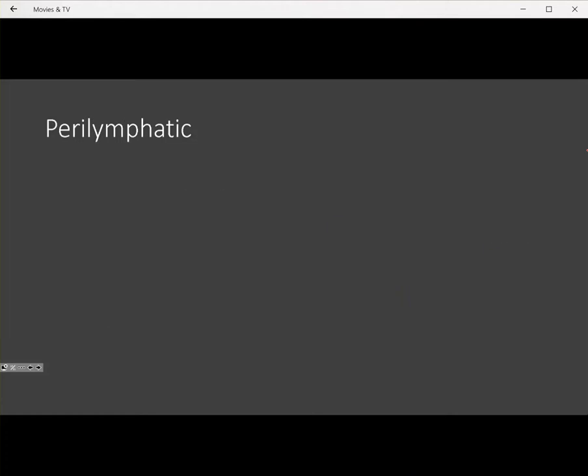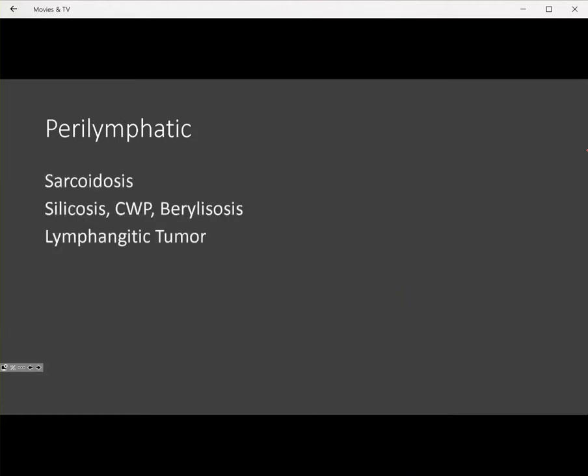Okay, so let's talk about perilymphatic. What are the diseases that can be perilymphatic in distribution with multiple small nodules? The big one here that you have to know is sarcoidosis. When you see perilymphatic micronodules on a CT, one of the first things that you should think about is sarcoidosis.